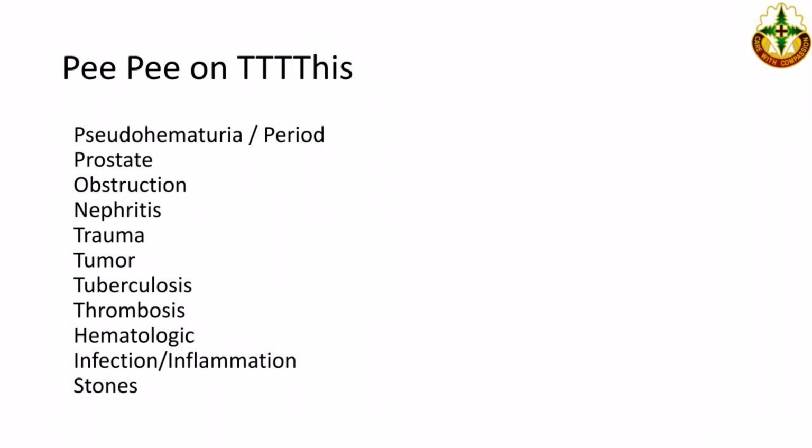I'm sure everyone had a great differential, but a great mnemonic in approaching the hematuria differential is something called PPONT with four T's. The first P stands for pseudohematuria, or a period. The second P would be prostate-related issues. O is for obstruction, maybe there was an obstruction along the urinary tract. N is for nephritis, maybe some intrinsic renal issue going on. And the four T's are for trauma, tumor, tuberculosis, really an extrapulmonary manifestation of the lung tuberculosis infection, thrombosis, maybe in the renal artery or the vein, and something hematologic or infection or inflammation, and stones, of course, which are very common. We'll go into more detail in the next slides.